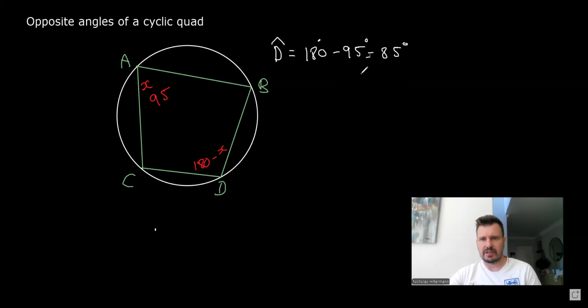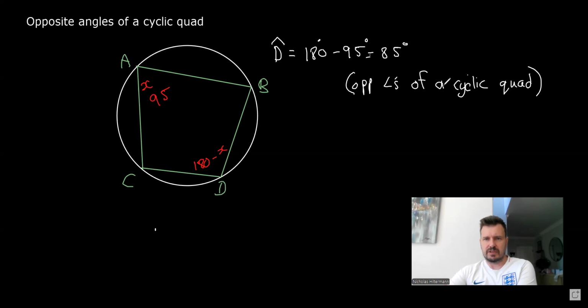I'm just going to write it slightly underneath, otherwise I'll run out of space. I'm going to get this exactly how they want you to put it. Opposite angles of a cyclic quad. Okay, so this is exactly what is written in your guidelines.